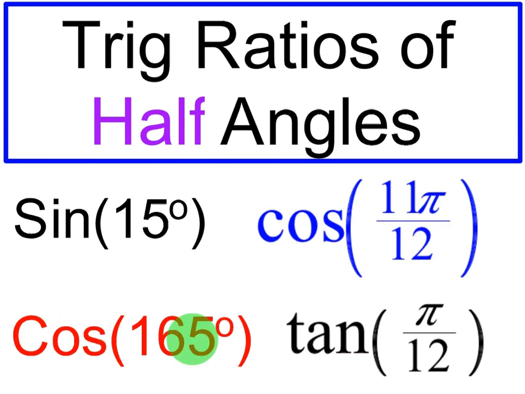What about cosine of 165 degrees? Yes, we can figure that out. We can use half angle. 165, for example, is half of 330 degrees, and therefore we could use a half angle. Finally, tangent of pi over 12. Again, we could use half angle formula because pi over 12 is half of pi over 6, and we already know that on the unit circle.